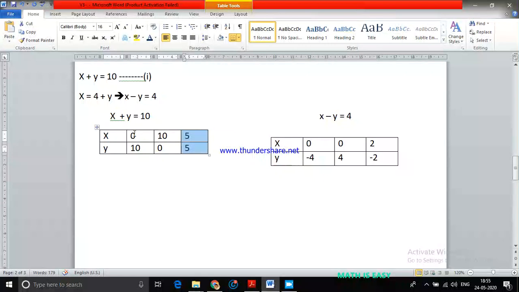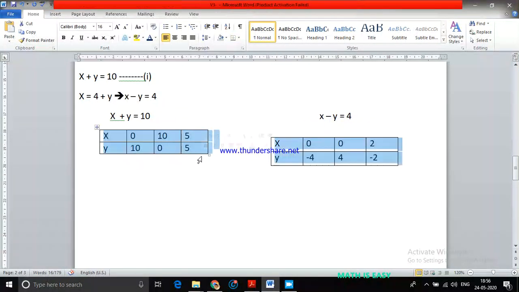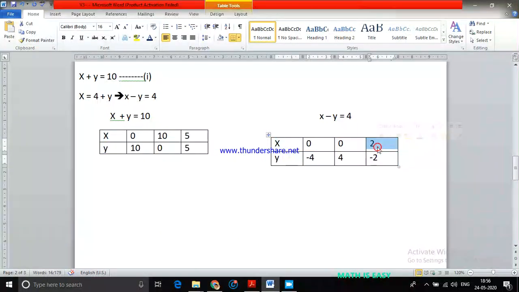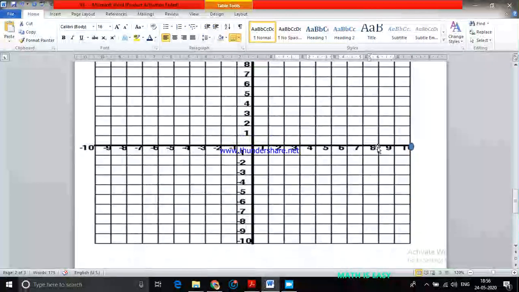One thing you should remember: generally students make the mistake of taking 1, comma 0 from here, then they represent 0, comma -4, then 10, comma 0, then 0, comma 4, then 5, comma 5, then 2, comma -2. After representing all, they get confused about which points to join. Like all six points will be there, so there will be confusion about which three points represent line 1 and which other three points represent line 2.